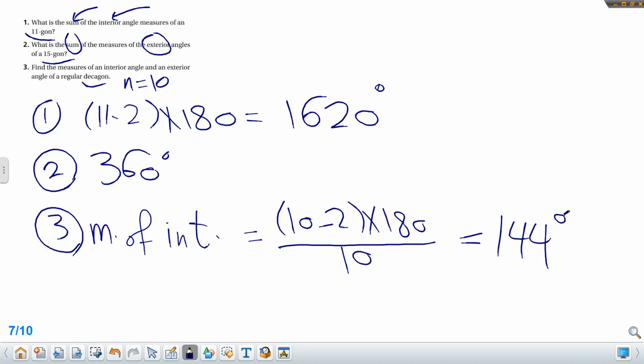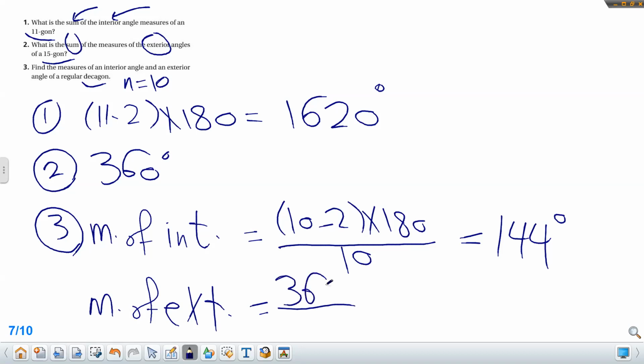But how to find the measure of each exterior angle? Yes, sum of exterior angles over the number of angles. The sum of exterior angles of any figure is 360, over the number of angles, which is 10. 360 divided by 10 is 36 degrees.